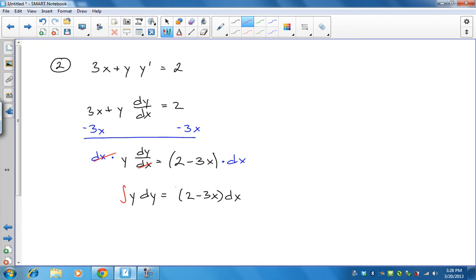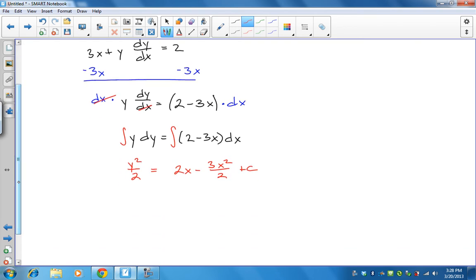So anti-differentiate, integrate it. The left side is y squared over 2. The right side is 2x minus 3x squared over 2, all plus c. If possible, I like to solve for y, so I'm going to multiply the entire equation by 2. When I do that, I get y squared is equal to 4x minus 3x squared, plus c, because 2 times 3 halves is 3. And if you double some random number, it's still some random number. You can put 2c if you like, but it's not necessary.